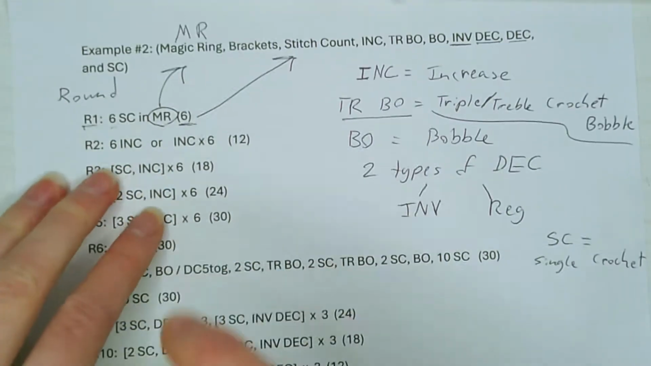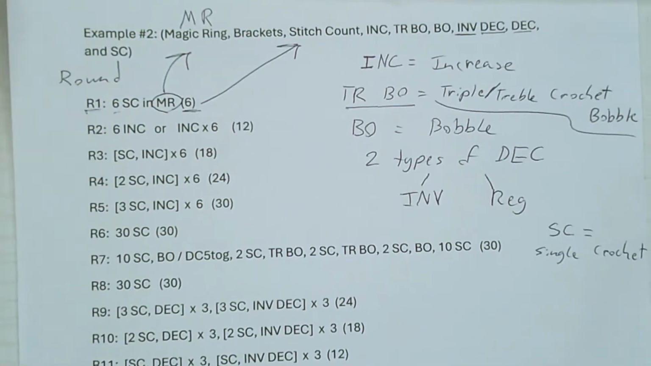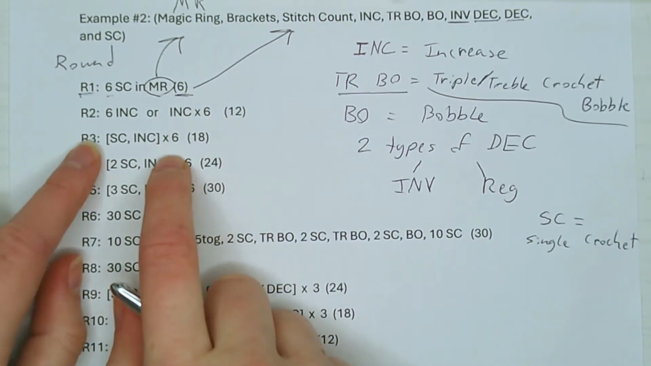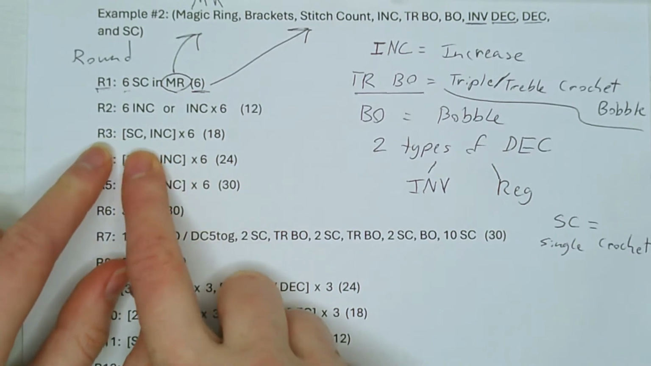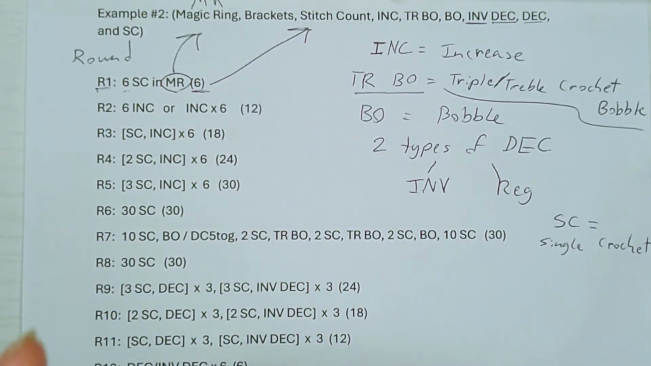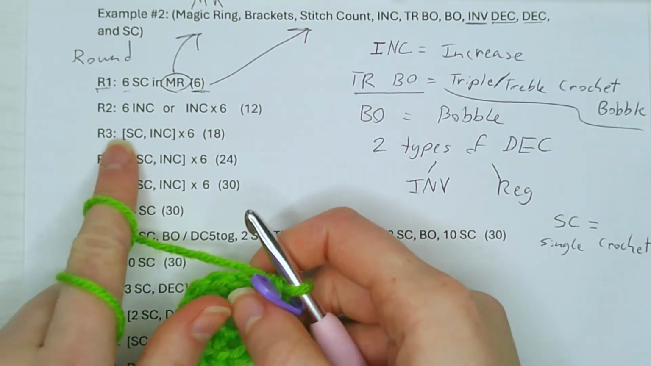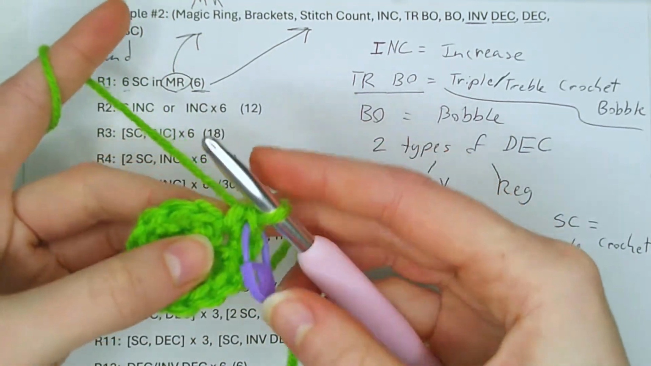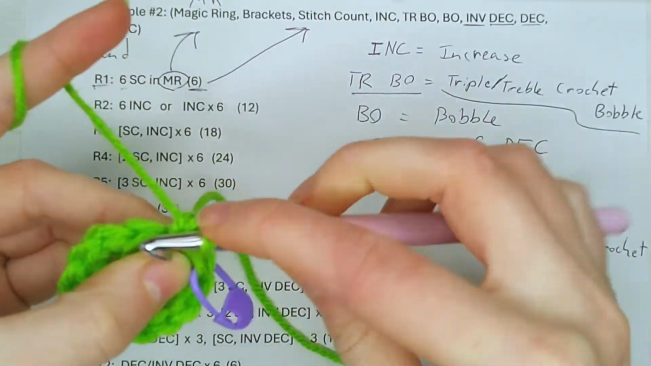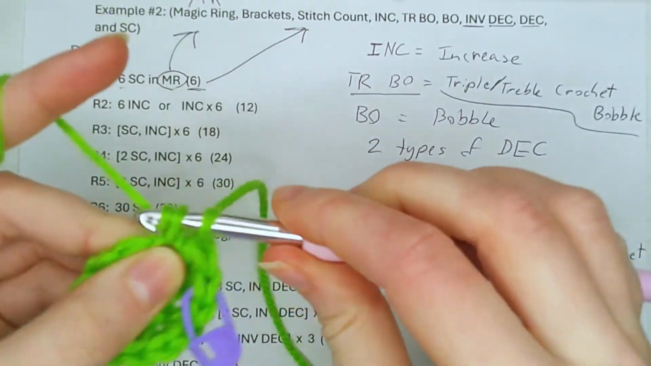Now we're going to go into round 3. Round 3 says we've encountered something different. This is a bracket here now. This bracket says single crochet and increase. So when I see a bracket, I will usually look at what's inside it and do it. So I'm going to literally just go 1 single crochet in the next stitch, increase into the next stitch.